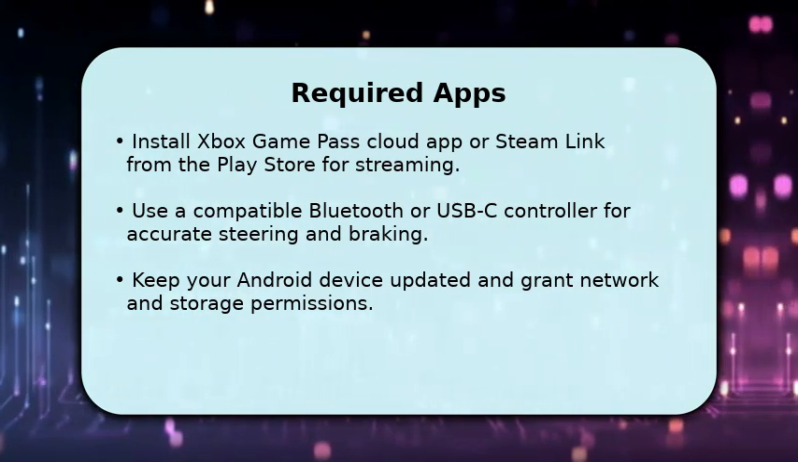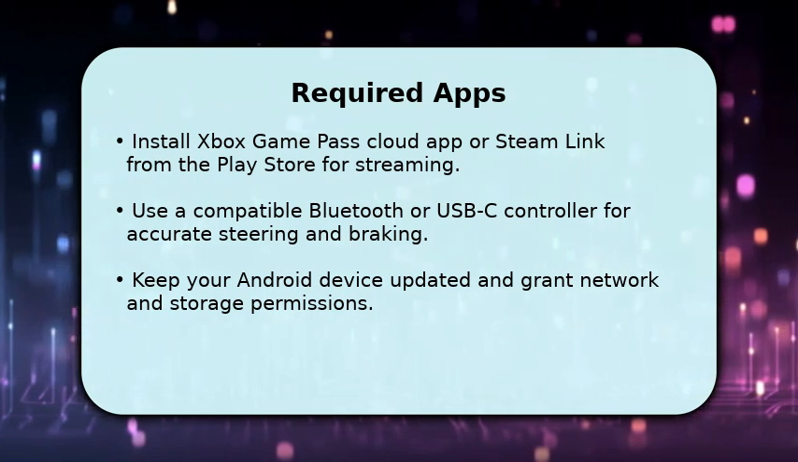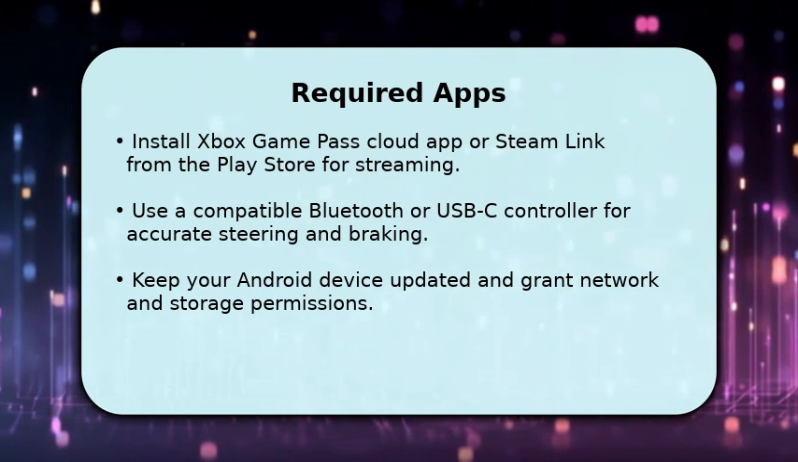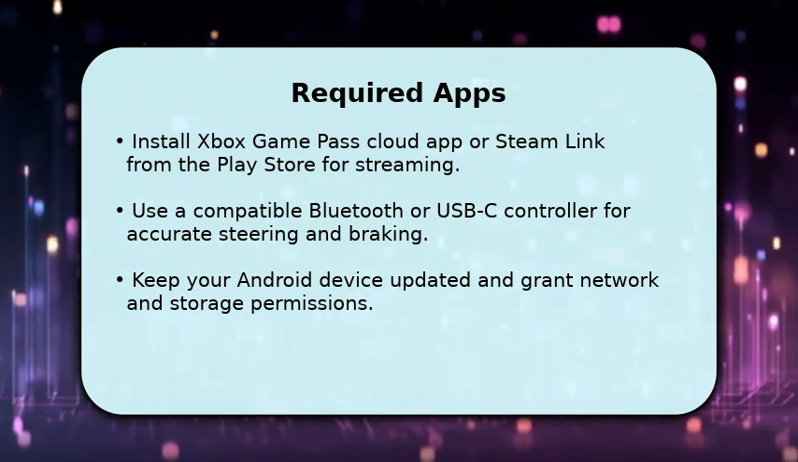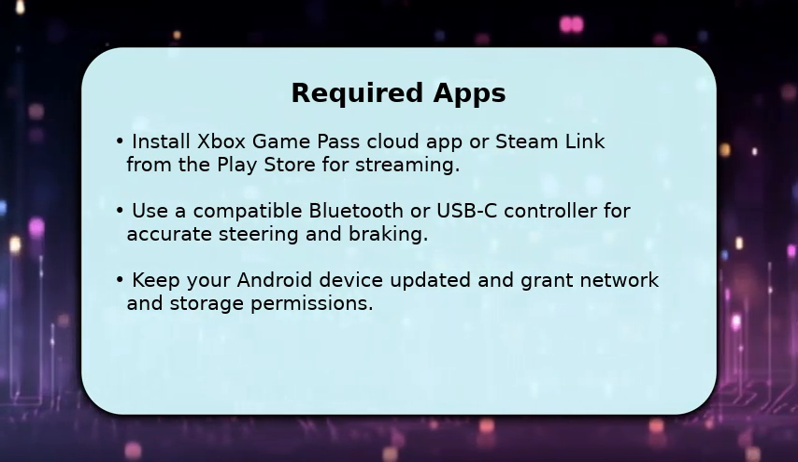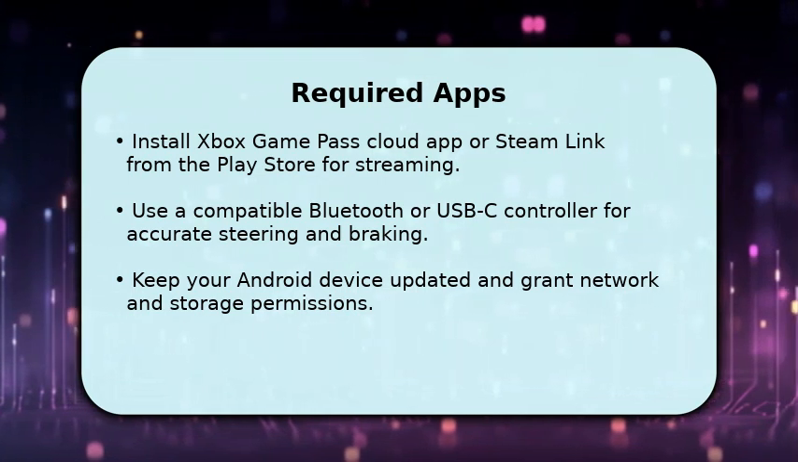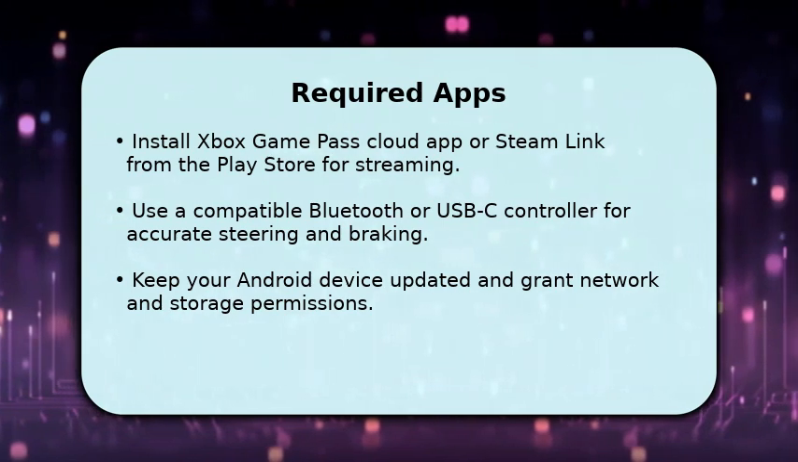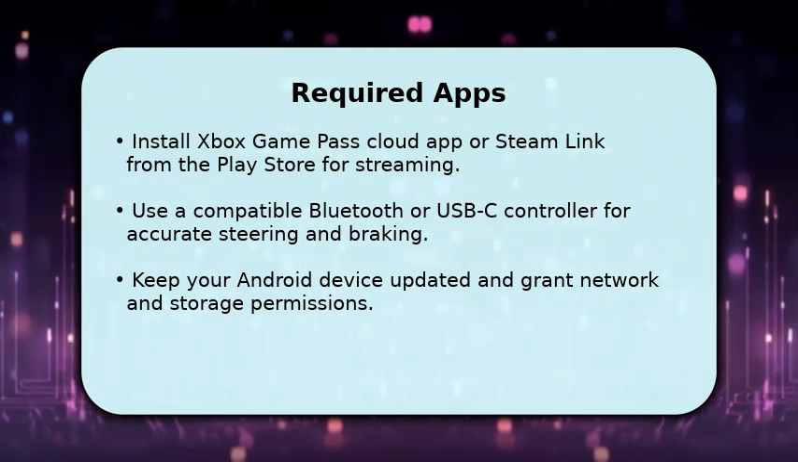Start by installing the Cloud Gaming app or Steam Link and signing into your account. Pair your controller and grant necessary permissions so the app can stream smoothly. Make sure your device stays charged and disable battery savers to avoid interruptions. Finally, confirm your account has access to Forza Horizon 5 before launching a session.